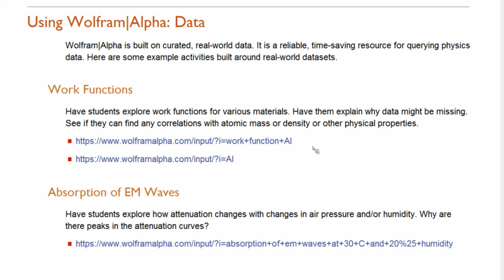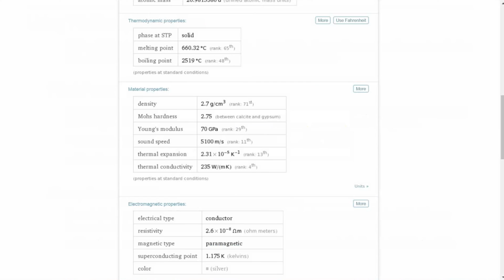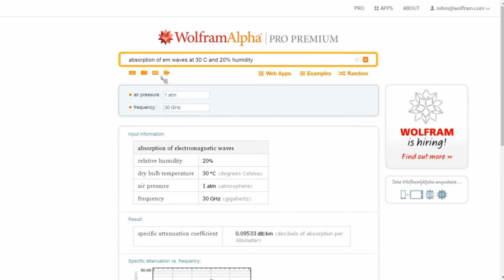Another type of known data is measured absorption of electromagnetic waves. So you could look up the absorption of EM waves, let's say at a given temperature and a given humidity. So it's assuming that it's in air, obviously. And again, note the sort of simple natural language query that I've made. Absorption of EM waves at a temperature and humidity. That in and of itself is also a good question.